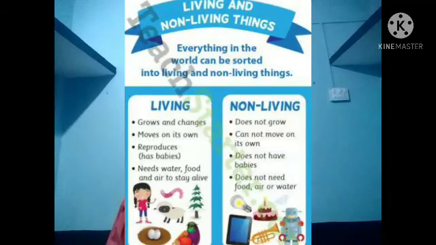Non-living things do not need food, do not move, do not breathe, do not need nutrition, and do not reproduce. Humans, birds, plants, these are living things. Pen, book, table, car, bike, cycle, train, aeroplane, these all are non-living things. So these are the basic properties by which we can identify and classify different things into two groups, living things and non-living things.